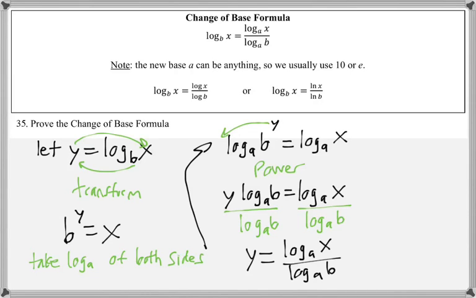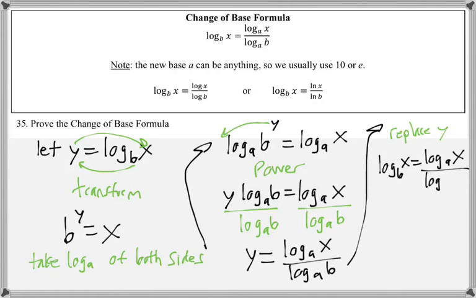And we're almost done here because we have this part of the formula. We just need this. And to get that, we just need to replace y with what we originally declared it as. So I'm going to replace y. So it's now log base b of x is equal to log base a of x over log base a of b.